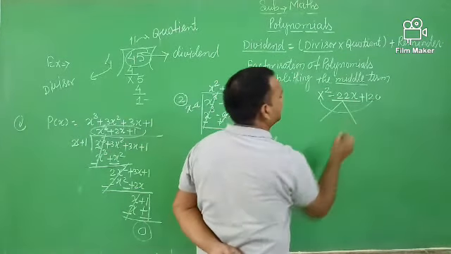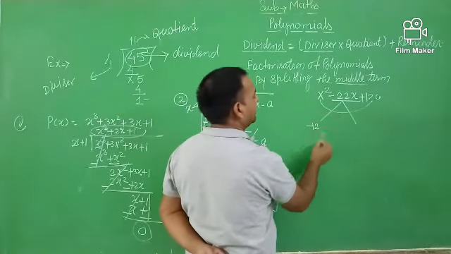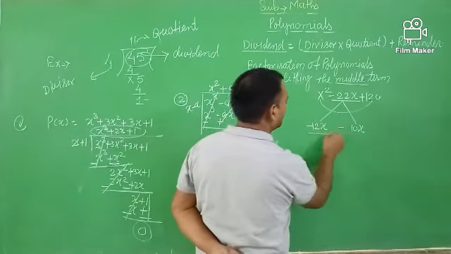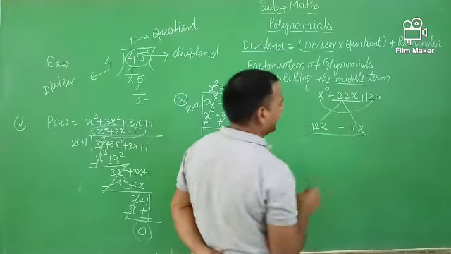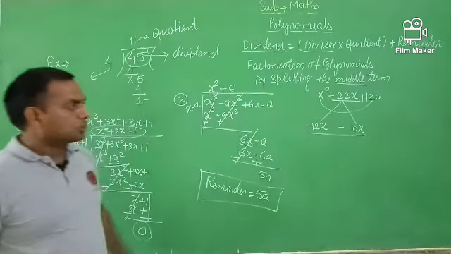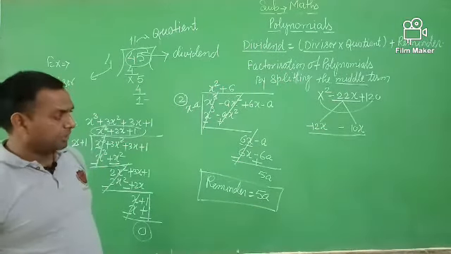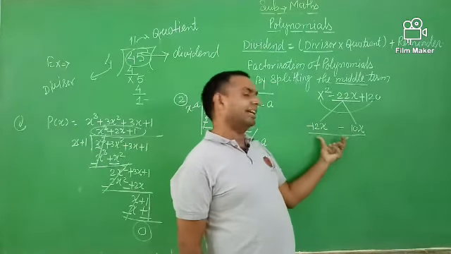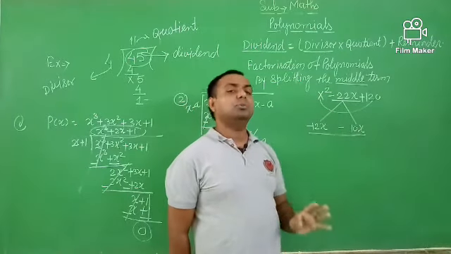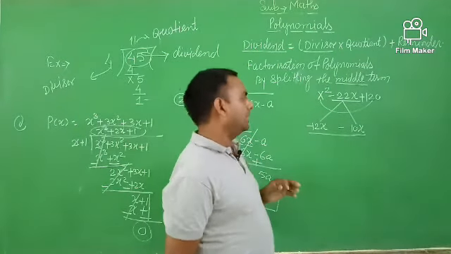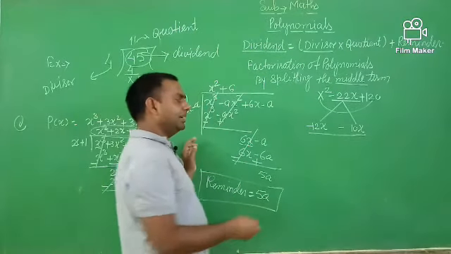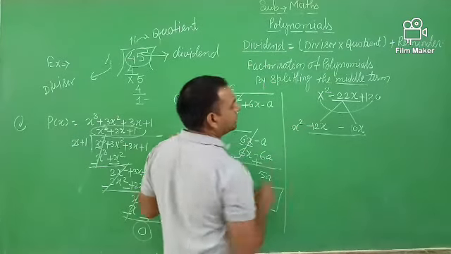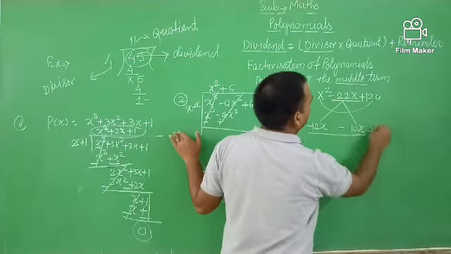So I split the middle term into minus 12x and minus 10x, because if you add 12x and 10x, both with negative sign, it becomes minus 22, and if you multiply 12x with 10x, both with negative sign, it becomes 120 x square. This is called splitting of the middle term. So here is x square minus 12x minus 10x plus 120.